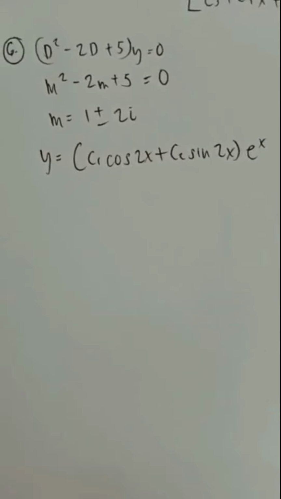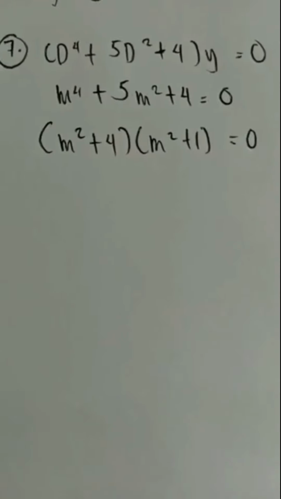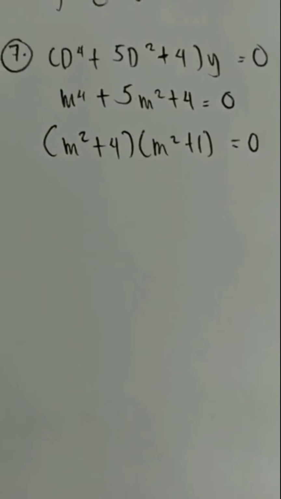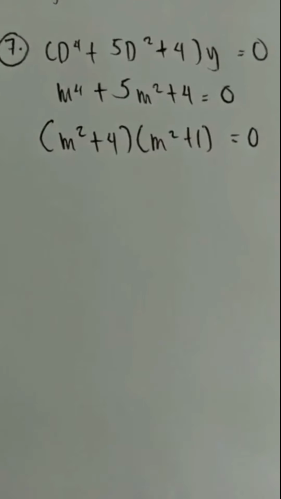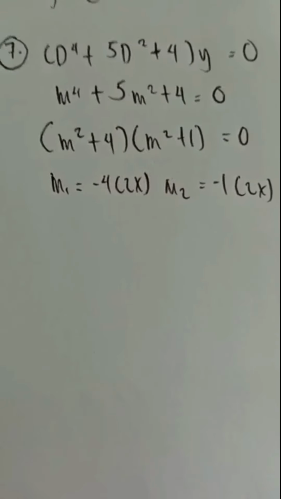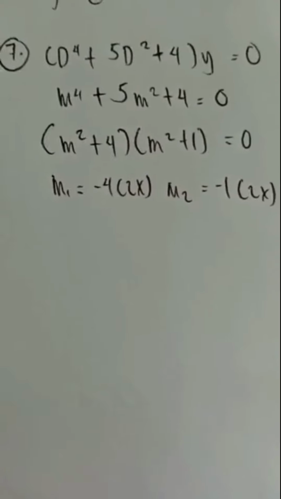Ang ating given ay nasa differential operator form ulit siya, kaya gagawin natin siyang auxiliary equation form. Magiging m raised to 4 plus 5m squared plus 4 is equal to 0. Fa-factor natin ito para mahanap natin yung mga roots. m1 now is equal to negative 4, dalawang beses, and m2 is equal to negative 1, dalawang beses din.